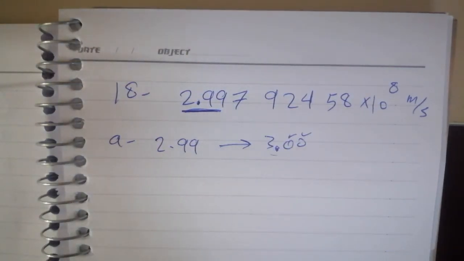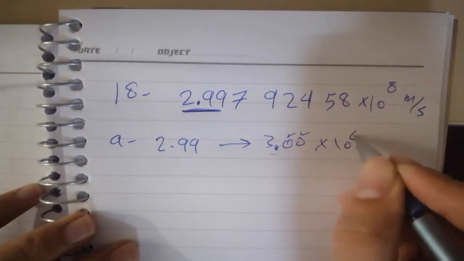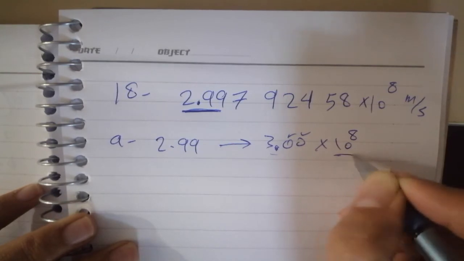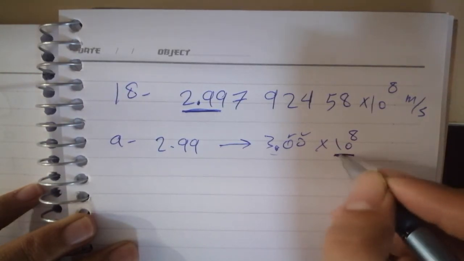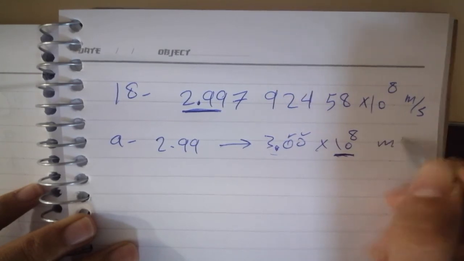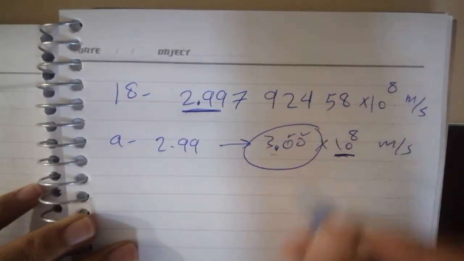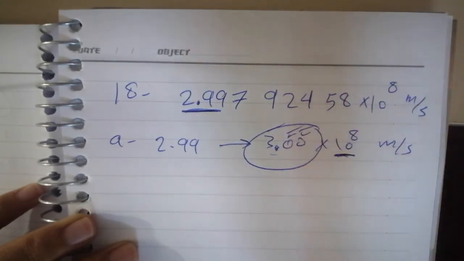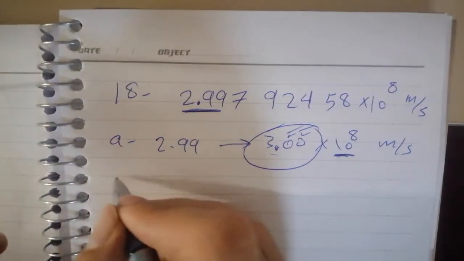And because it says express the speed of light, I'll just multiply by 10 to the power 8. That 10 to the power 8 will not change my number of significant figures, because powers are not significant figures, meters per second. So that's all I've got. That's it. Let me go to B.